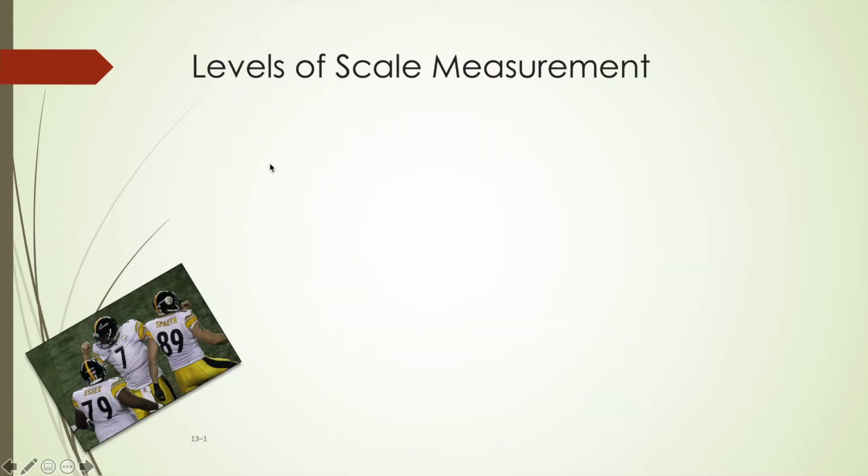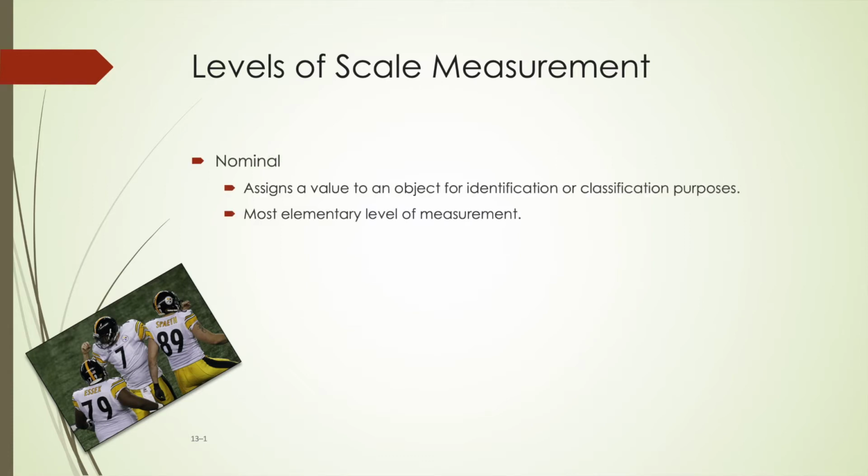Now let's talk about the levels of scale measurement. When it comes to the levels of scale measurement, we see the word nominal. Nominal just means that we're assigning a number to the item or the object. If you look down at the picture of the football team, you see number 79, number 7, number 89. This doesn't rank them as far as importance. It just identifies them. And this is what nominal numbers will do, nominal data.